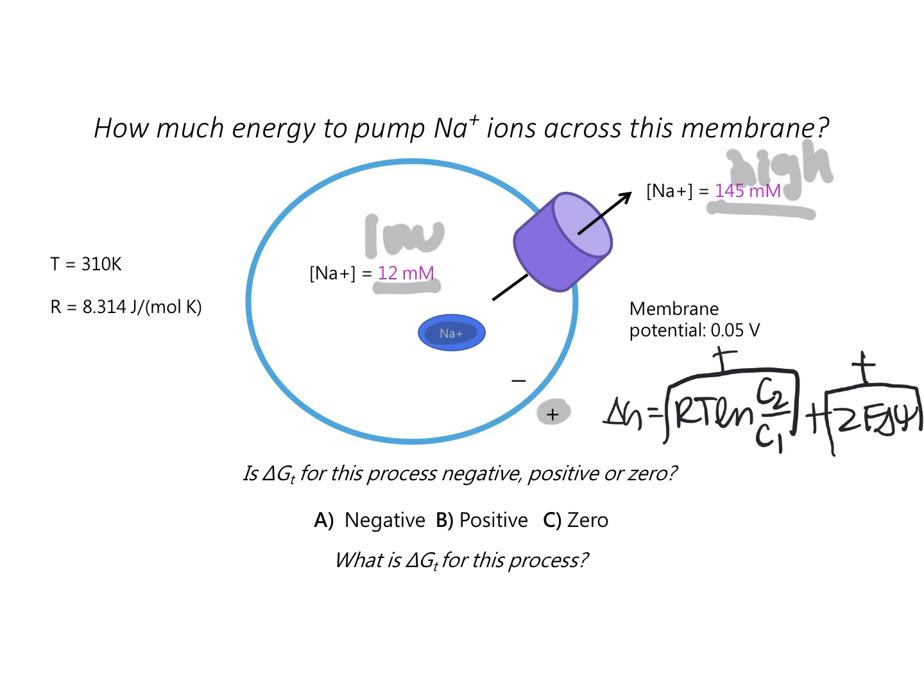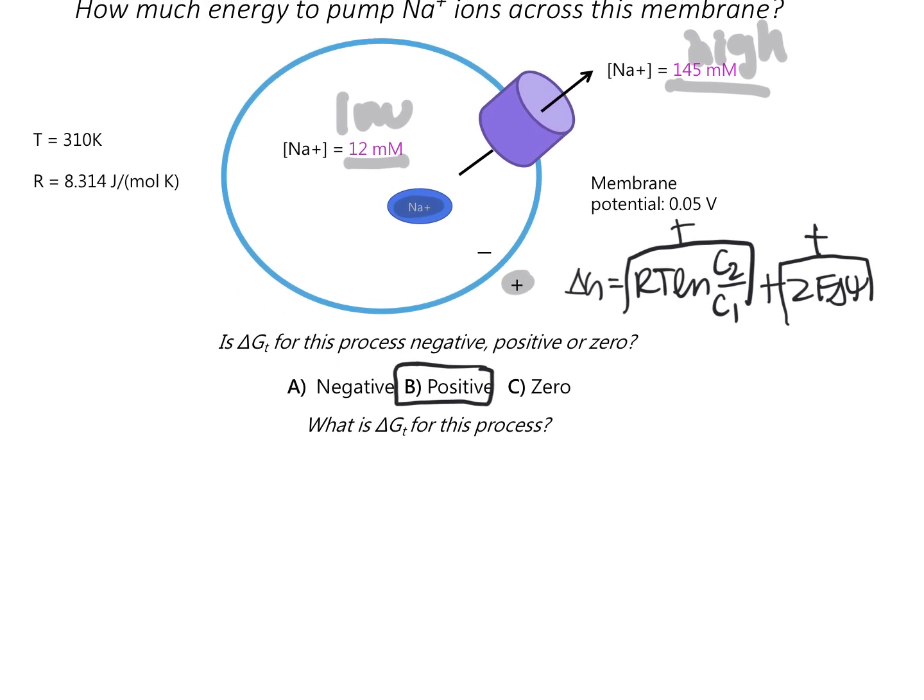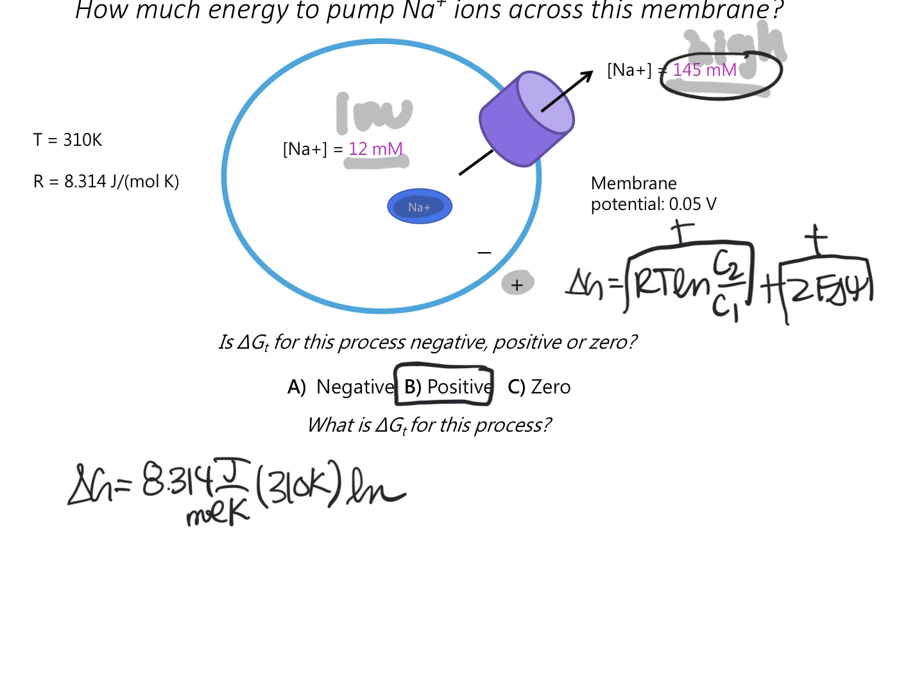So without using a calculator, the delta G of transport for this process should be positive. So let's calculate it out and see if it is. This is my C2 because that's where the arrow is pointing. And this is my C1. The charge on sodium is +1.